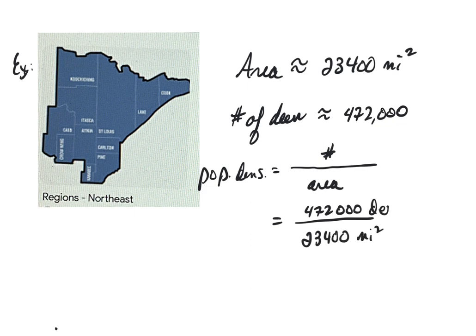So we have approximately 472,000 deer across 23,400 square miles. So if we do that division, 472,000 deer divided by 23,400 square miles, we get a population density of approximately 20.2 deer per square mile. Okay, and of course that's going to vary a lot depending on which particular piece of property you're looking at, but across our entire part of northeast Minnesota, that would be the population density.